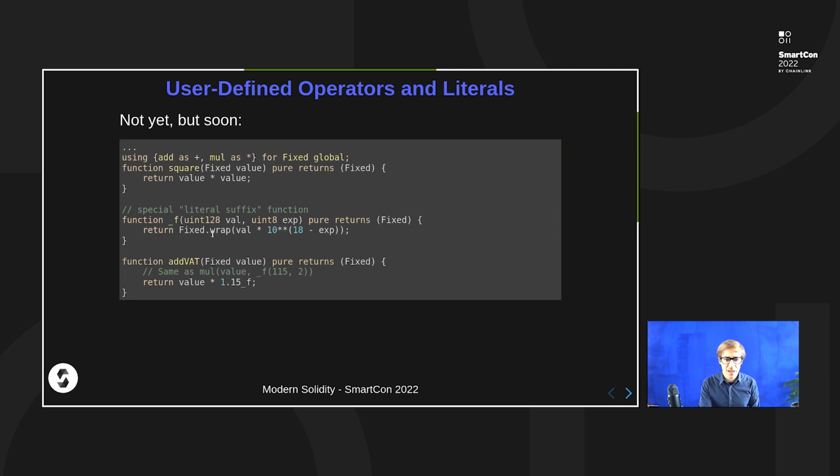These are added to existing types in a similar way as functions are, but you just have this as operator. So using add as + for FixedGlobal, or using mul as * for FixedGlobal, makes the multiplication operator globally available for the fixed point type we have defined, and it calls the mul function. So we have a function called square here, and we just write value * value.